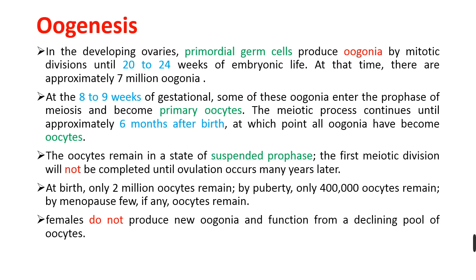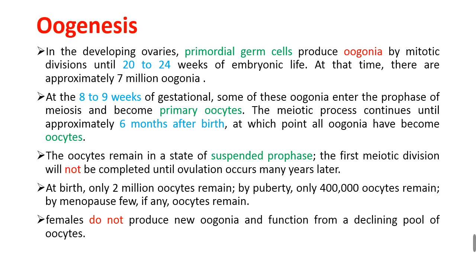At this stage, about 6 months after birth, the oocytes remain in the state of suspended prophase, and the first division will not be completed until the ovulation that occurs many years later. I mean, when she reaches puberty.